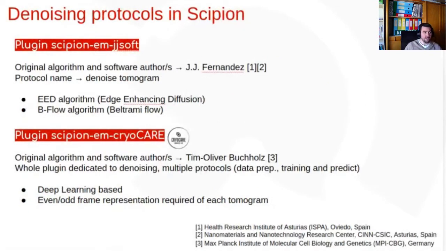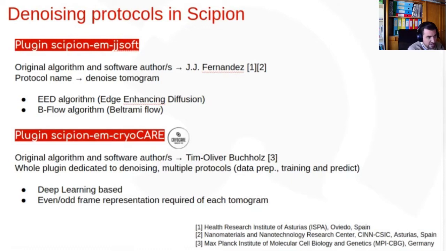We have two denoising protocols in Scipion, one from the plugin Scipion JGSoft, which will be called again Tomo3D, developed by Jose Jesus Fernandez. And the protocol name in this plugin is Denoise Tomogram. It offers the edge enhancing diffusion algorithm and the Beltrami flow algorithm. It can be done using one or the other, or both to compare.